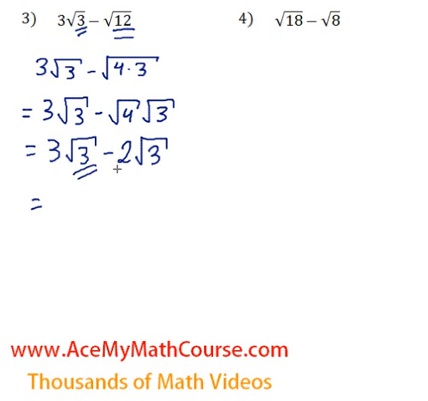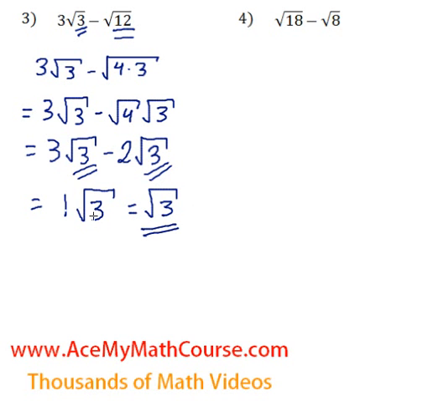Great. Now we have the same number inside the radicals. And because of that, we can combine them. So 3 minus 2 is just 1. So we just have 1 root 3, or 1 times root 3, which is just root 3. The square root of 3 is the answer.